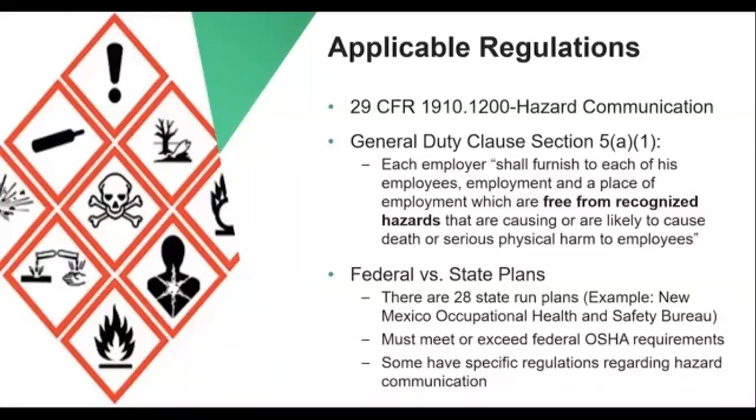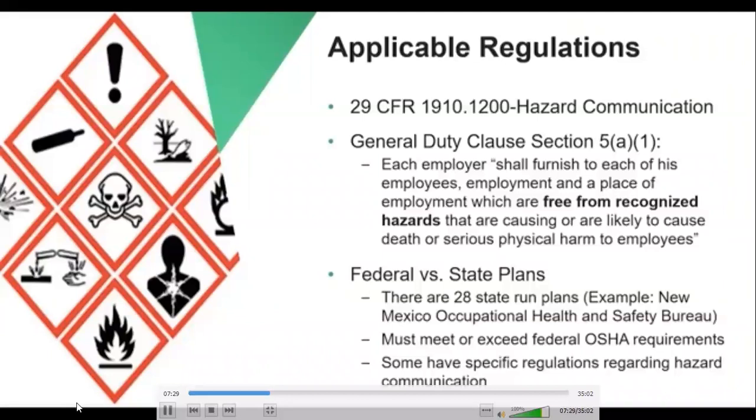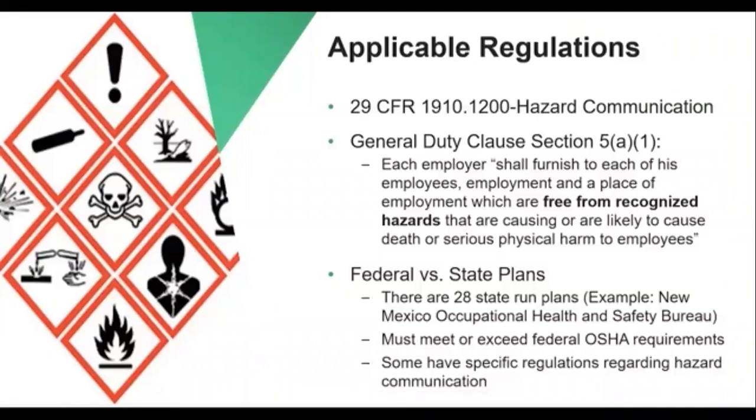And last is a federal versus state plan. So there are currently 28 state-run plans regarding OSHA standards. For example, New Mexico OSHA has adopted all OSHA standards, but then they incorporate unique standards for hazard communications in general industry, as well as construction and the agricultural industry. So certain states elect to have their own state plans regarding different types of regulations in different types of industries. So New Mexico was the one highlighted here.